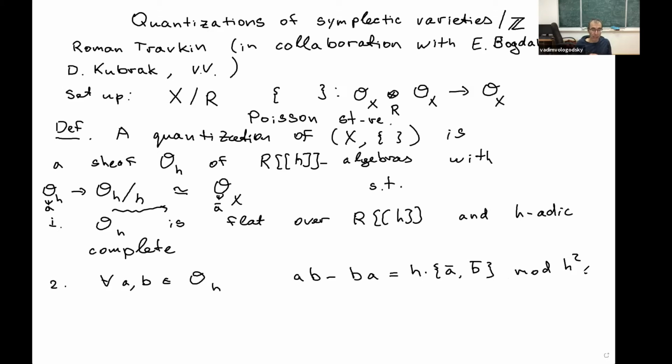So one can check that a quantization of an affine variety is the same thing as a quantization of the algebra of its global functions. And here is the basic example of quantization. We can consider for X the total space of the cotangent bundle to some smooth variety Y. This has a projection to Y, which I will denote by pi. And Y over R is smooth.